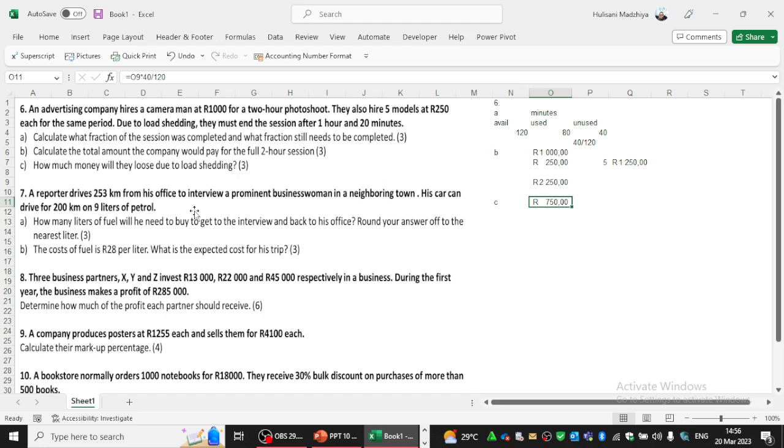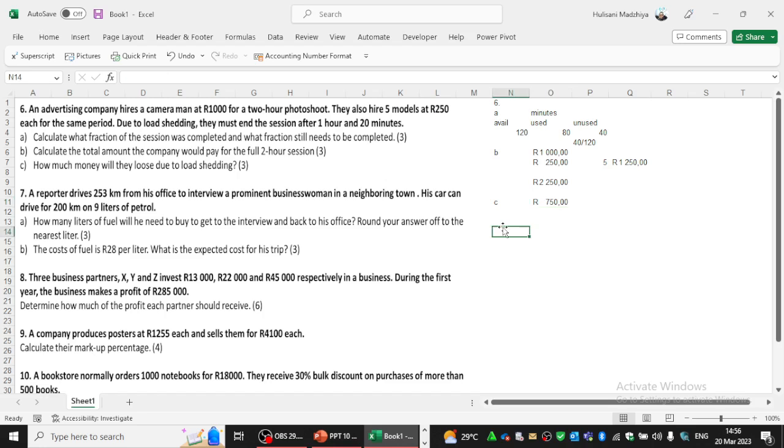But his car can only travel 200 kilometers on 9 liters of fuel. So the question is, how many liters of fuel will he need to buy to get to the interviewee and back to his office? Round your answer off to the nearest liter. So your final answer should be rounded off to the nearest liter, not your workings, your final answer.